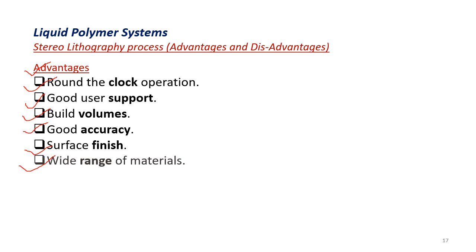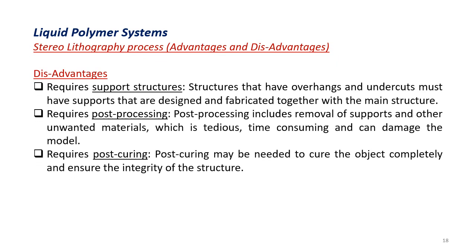Wide range of materials. It provides a good advantage in the usage of materials. Materials from general purpose materials to specialty materials for specific applications are used in the SLA process. Hence these are some of the advantages of the SLA process. Now we need to know the disadvantages of this process, that is the stereolithography process.